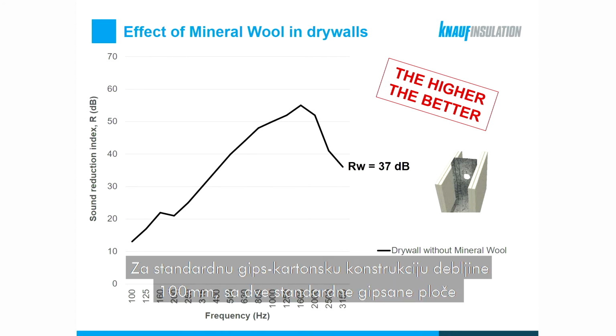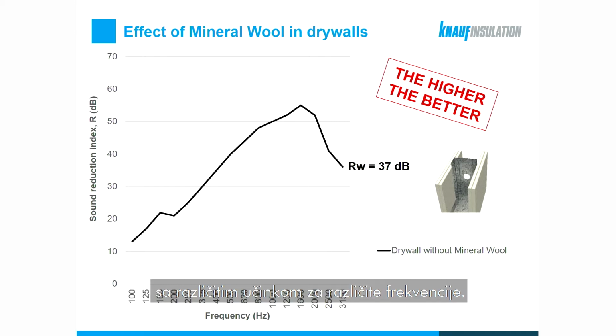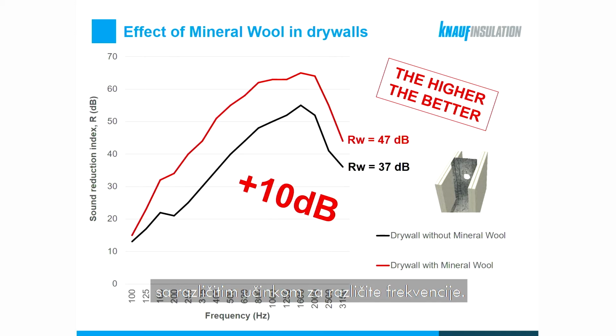So for this standard 100 mm drywall, which has two standard 12.5 mm thick gypsum boards on each side of the wall and no mineral wool in the cavity, we expect an average value of Rw of 37 decibels, with different performance across different frequencies.